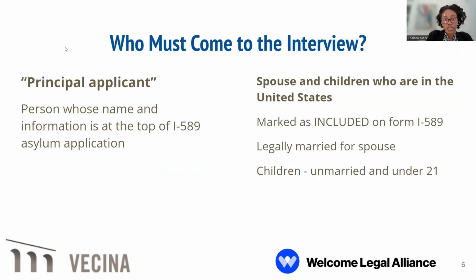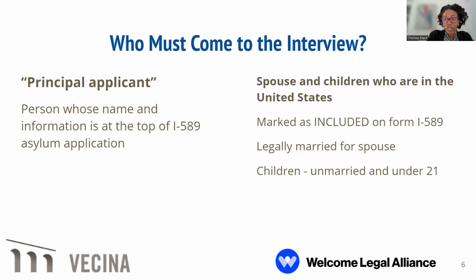Now, it's also important for us to review for you as the attorney who needs to come to this interview. So first, the principal applicant, who is the person who filed the application, the main person whose name is on that front page of the 589. They are the principal applicant. They must come because they are going to be the ones providing most of the testimony in support of the application.